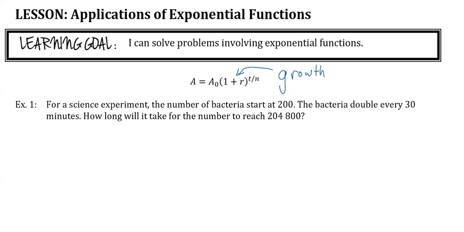And part of this is figuring out which one it is. Is it growing or is it decaying? It should be obvious, but it's something you have to look at, and it is something that people make mistakes on. Like in that learning goal, some people did add when you were supposed to be subtracting.